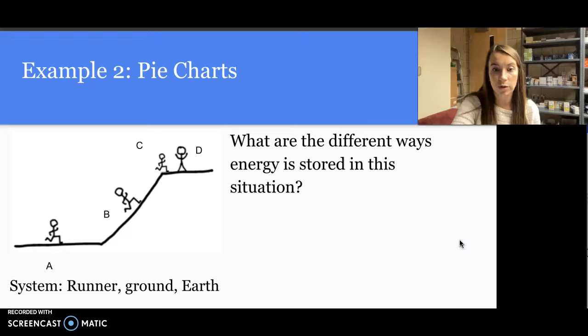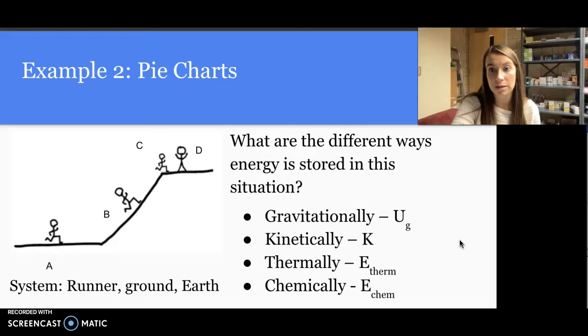How is the energy stored? Well, the energy is stored in a couple ways. UG, because there's a height change. Kinetically, because the person's moving. Thermal, because there's friction. And then this last one, E-chem. So what's giving them the energy to run up the hill is they're breaking molecular bonds in their own body, right? They're burning calories. That comes from E-chem.